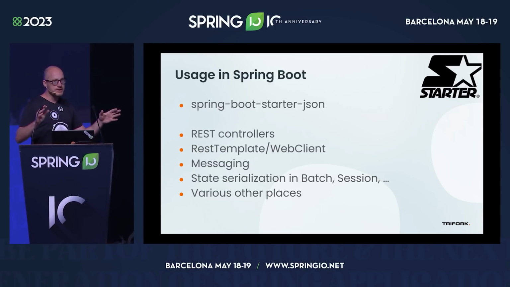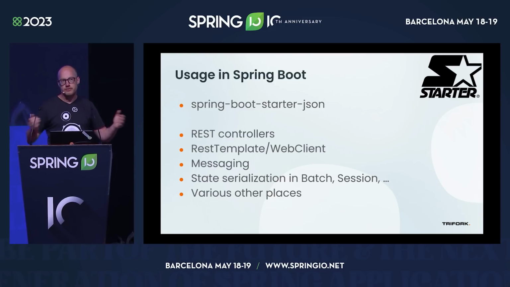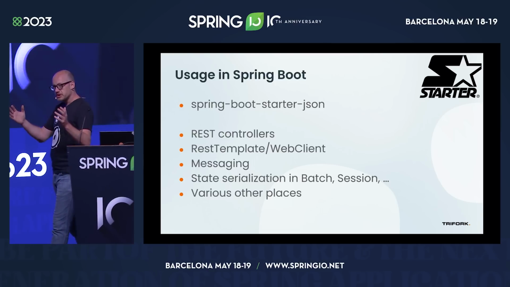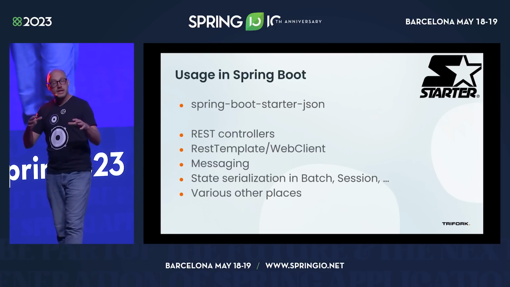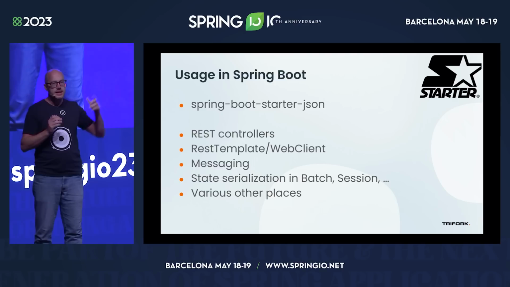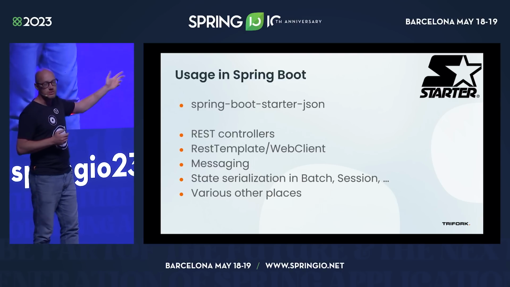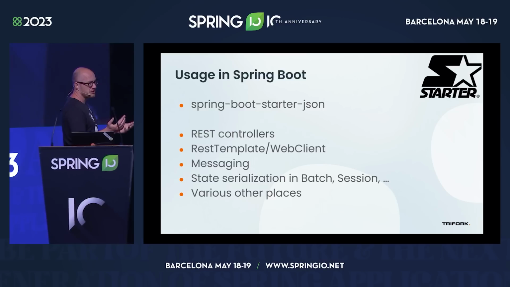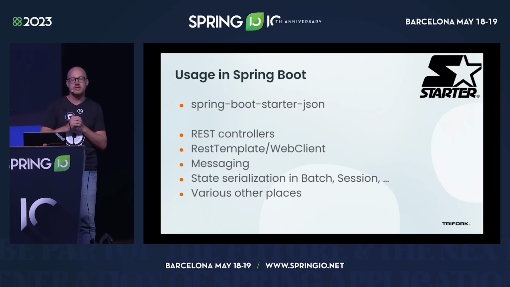You see it in other places, right? There's storing state, for example. It's writing stuff out to a file or to something like Redis and getting it back in. It's everywhere. And in all of these cases, the reason that you are using Jackson for this is that there is a starter in Spring Boot called Spring Boot Starter JSON, which brings in Jackson plus some additional dependencies, which I'll talk about in a moment.